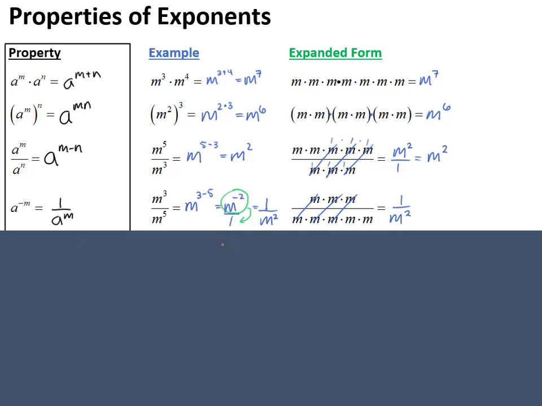This also works if you had a negative exponent in the bottom of a fraction. You would simply move it up and make that positive m to the third up top.